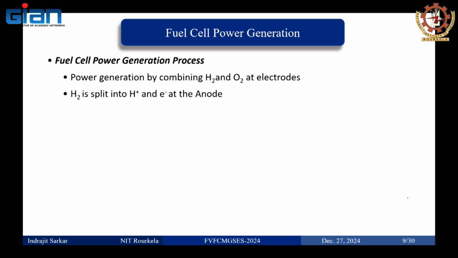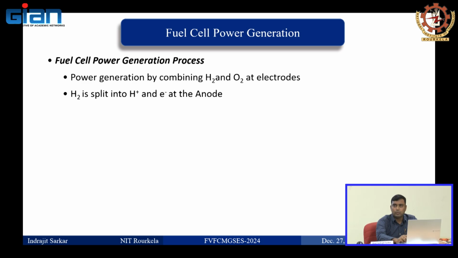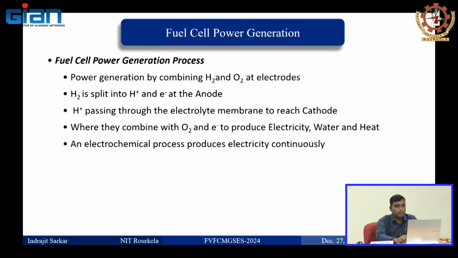So what happens? The same thing that is mentioned here: power generation by combining H2 and O2 at the electrodes. H2 is split into H+ and e- at the anode, and H+ passes through the electrolyte membrane to reach the cathode. At the cathode it mixes with electrons and oxygen to produce electricity, water and heat. Okay, it's an electrochemical process producing electricity continuously when your flow is continuous.